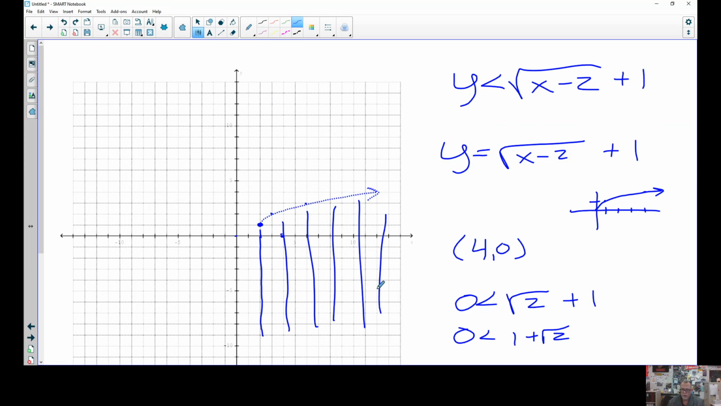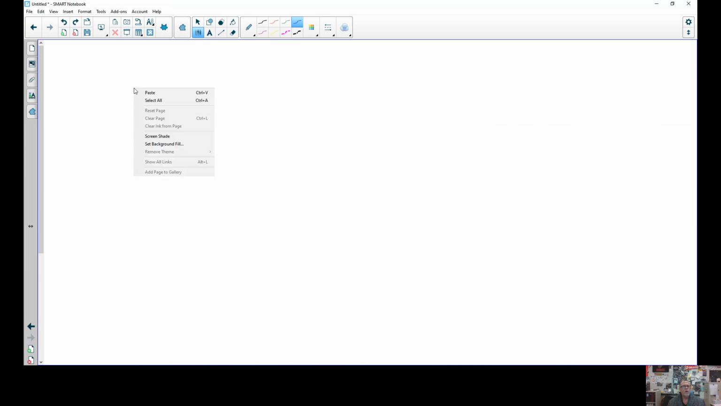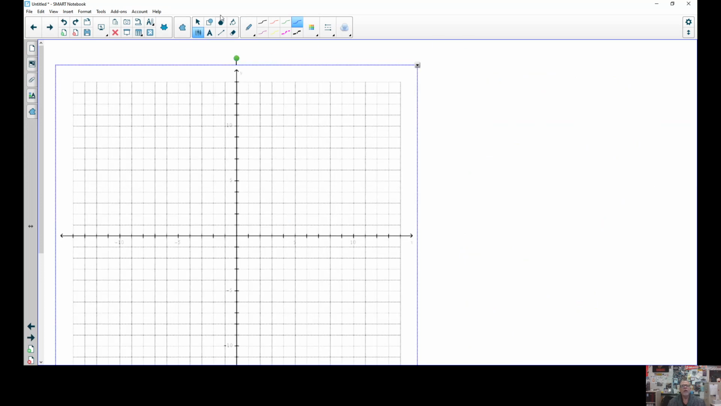So again, draw the boundary, draw the line, whether it's dotted or shaded, right? Or I should say dashed or solid, I guess, and then shade one side or the other. Let's do one more.